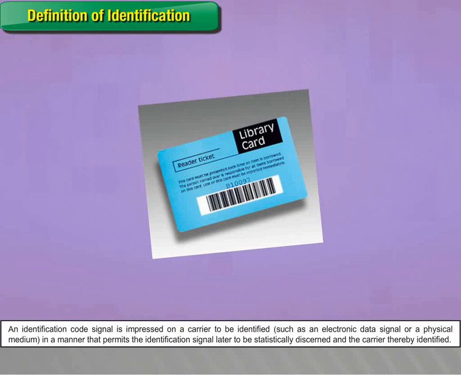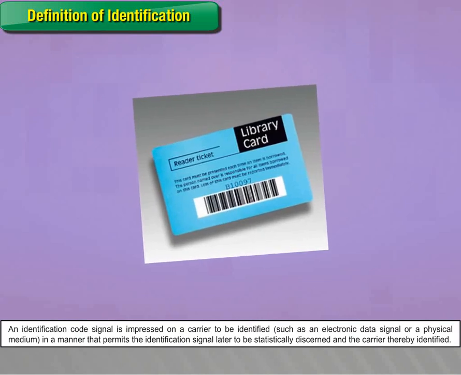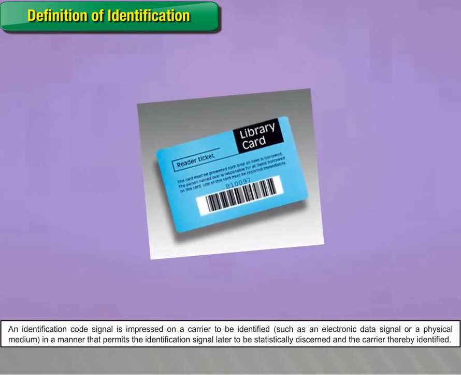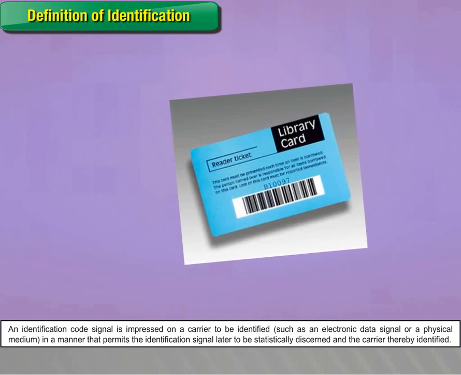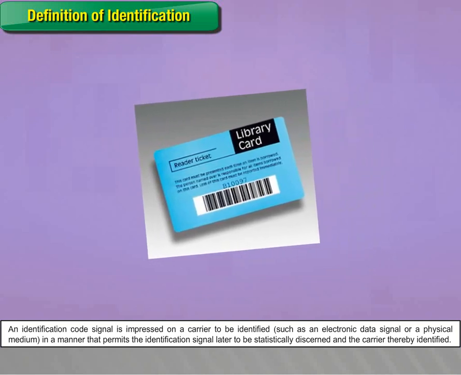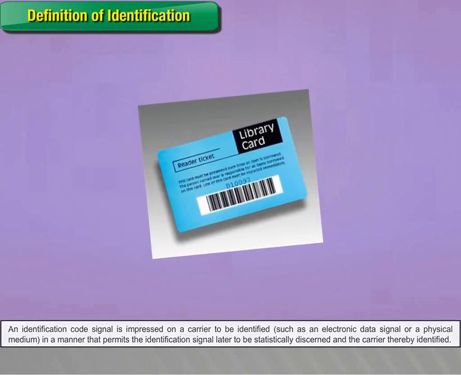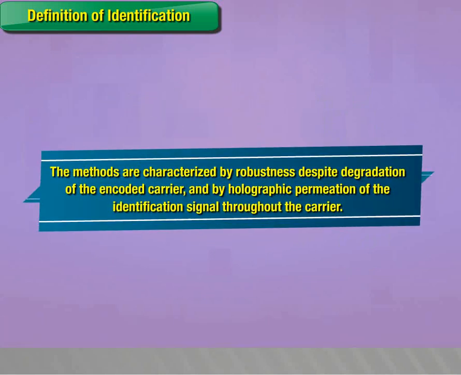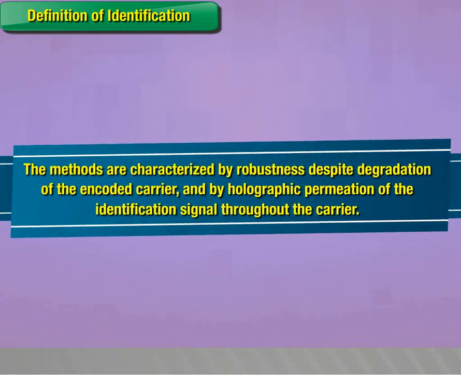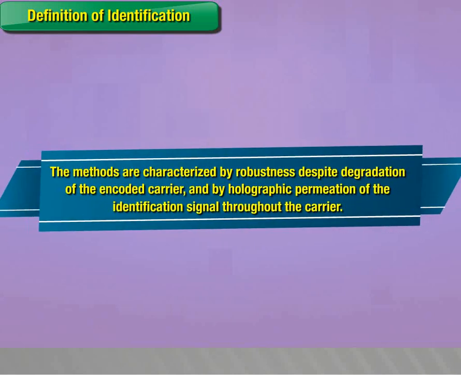An identification code signal is impressed on a carrier to be identified, such as an electronic data signal or a physical medium, in a manner that permits the identification signal later to be statistically discerned and the carrier thereby identified. The methods are characterized by robustness despite degradation of the encoded carrier and by holographic permeation of the identification signal throughout the carrier.